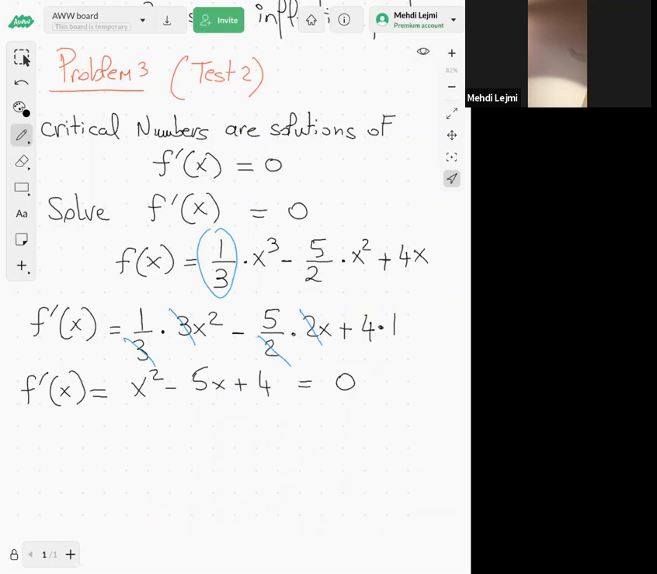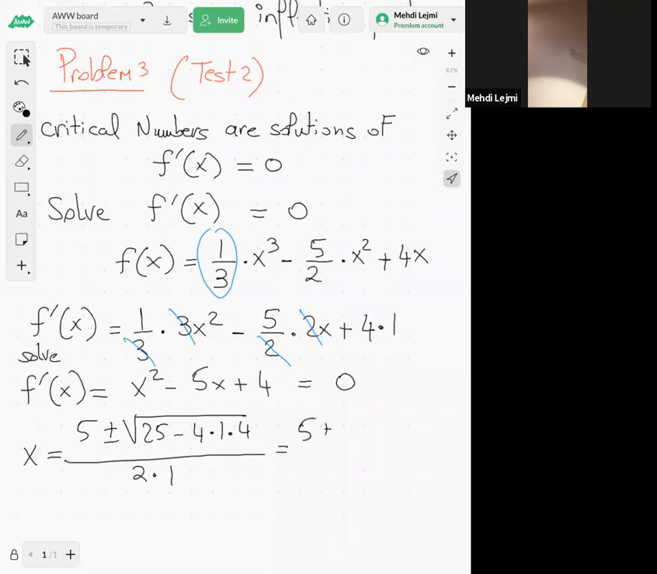All right, so we have to solve this f prime of x equal to 0. This is a quadratic equation as usual. So it's just minus b, so positive 5 plus or minus the square root of b squared, so square root of 25 minus 4 times a times c, the whole thing over 2 times a. All right, so it's 5 plus or minus, 25 minus 16, that's 9. Square root of 9 is 3. So it's plus or minus 3, the whole thing over 2.